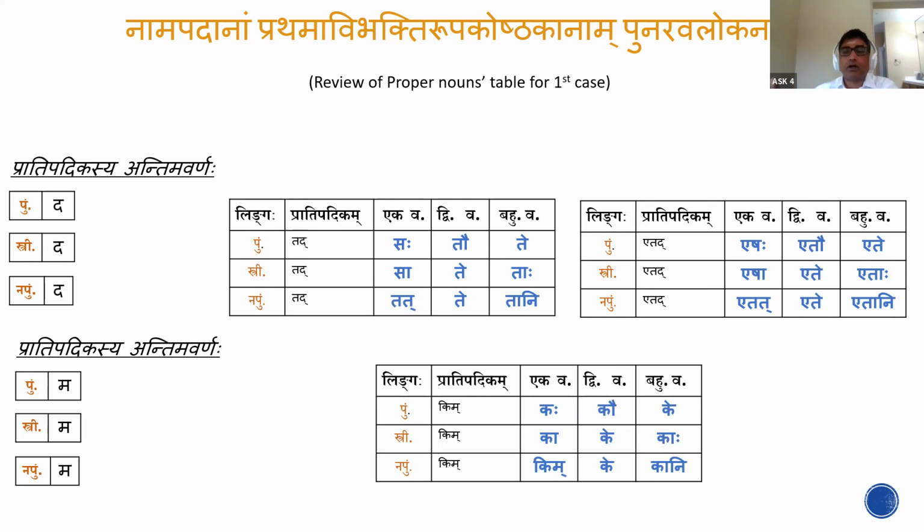And for Pullingam, Ram, Raman, Vrikshan. If it is E, Harin, like that. And if it is U, Shishun or Gurun. Rikarandam: Pitaram, Pita, Pitarau, Pitaraha, Pitaram, Pitarau, Pitrun, Matrun. So this is how you have to learn Sanskritam.